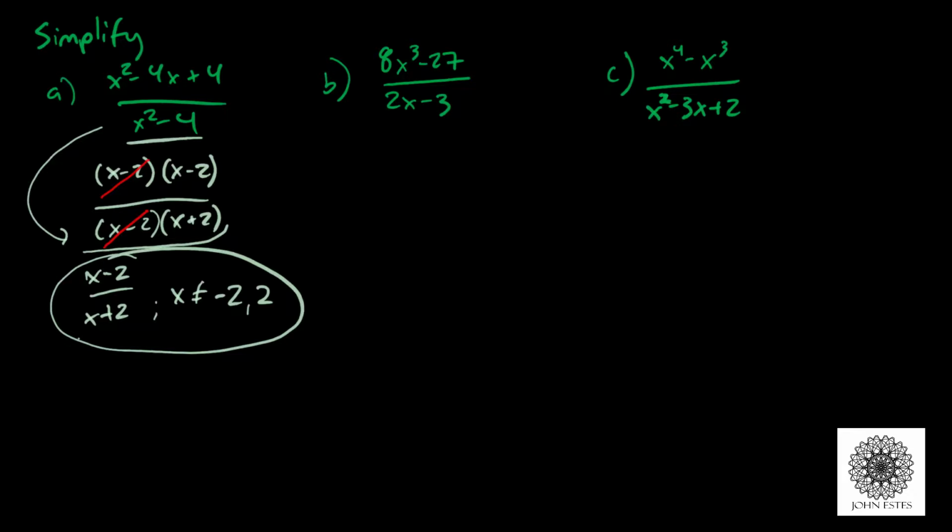Now looking at B, we see that the numerator is 8x cubed minus 27. That's going to be a difference of cubes situation.